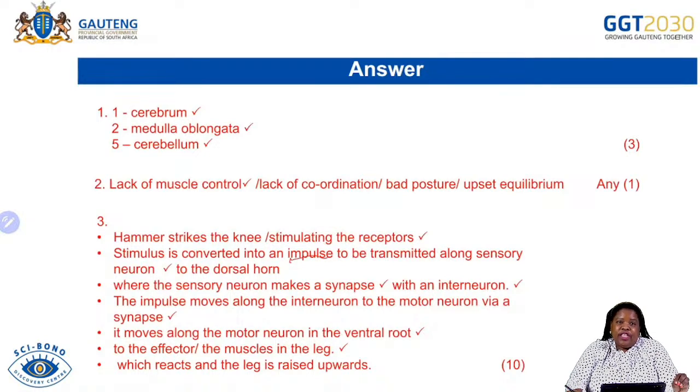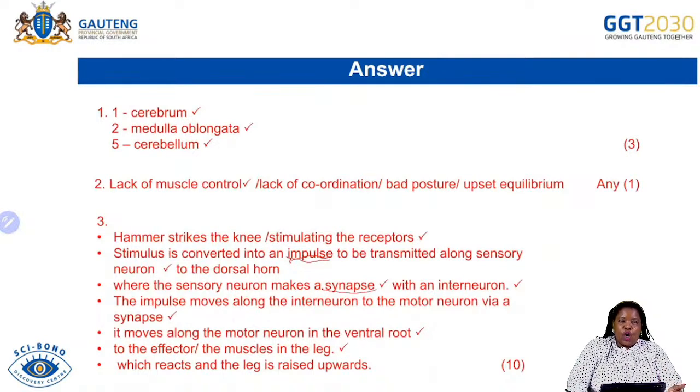So the change in the environment, which is the stimulus, is going to be sensed by what? By the sensory neuron, which is going to convert the stimulus into an impulse. Now the impulse is going to be transmitted where to? To the dorsal horn, where the sensory neuron makes a synapse.